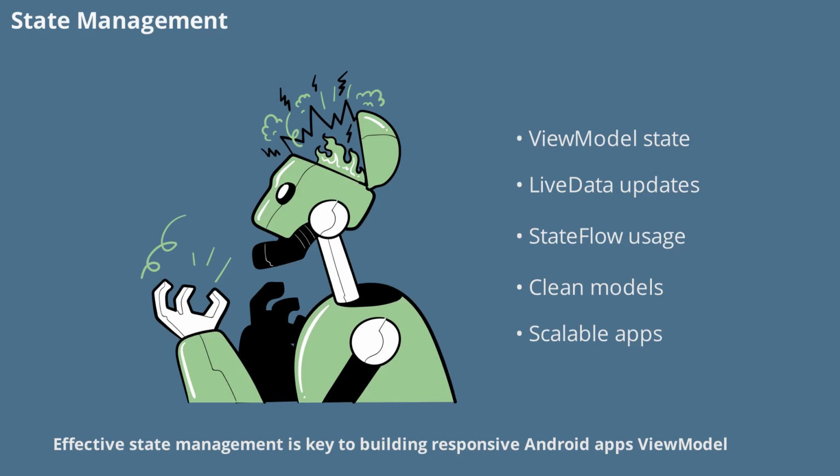Effective state management is key to building responsive Android apps. ViewModel, LiveData, and StateFlow are commonly used to manage UI state and handle data updates. Poorly designed models can lead to complications, so it's important to structure state management carefully. Sharing your approach to modeling ViewModel state demonstrates your ability to build clean, scalable applications.